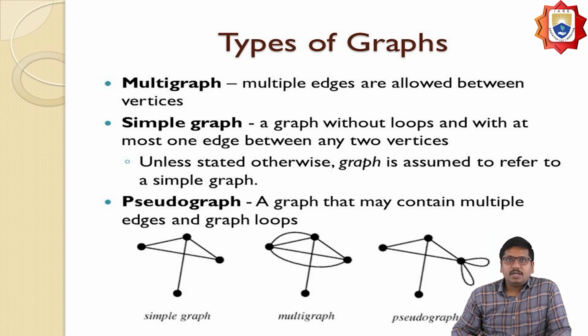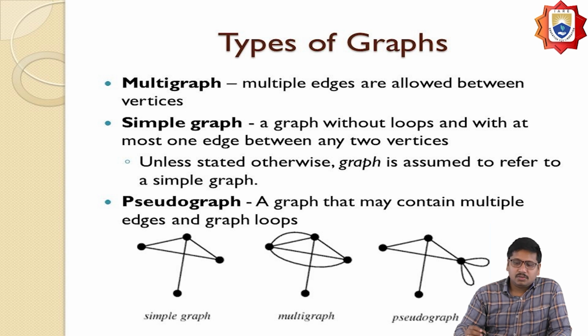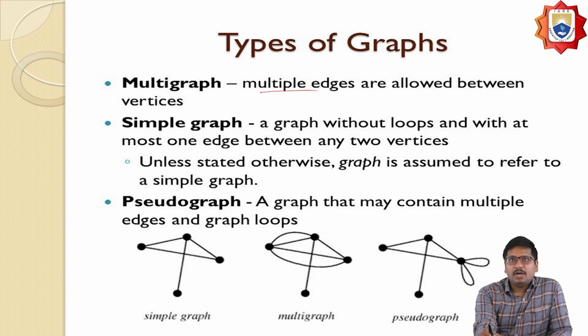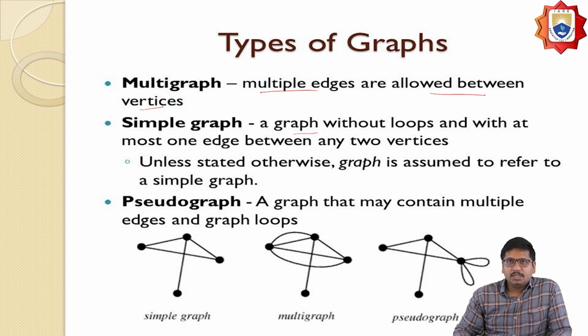We have different types of graphs: multi-graph, simple graph, and pseudograph. What is a multi-graph? A multi-graph allows multiple edges between the vertices. A simple graph is a graph without loops and with at most one edge between two vertices. Unless stated otherwise, a graph is assumed to be a simple graph. A pseudograph is a graph which may contain multiple edges and loops.